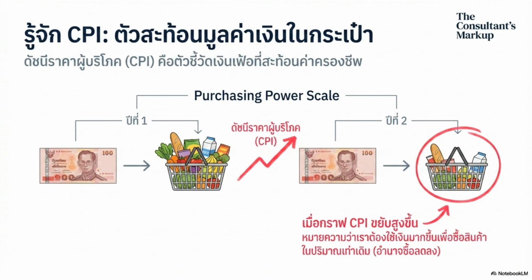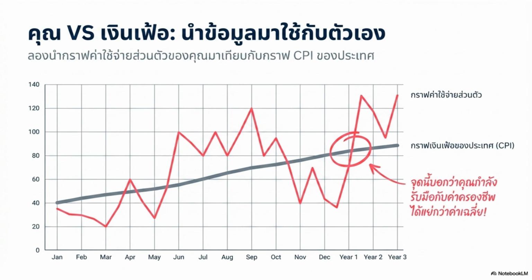Understand the CPI, an index measuring inflation and reflecting the cost of living. When the CPI graph rises, it means we need more money to buy the same amount of goods, reducing purchasing power. You versus inflation. Apply data to yourself.